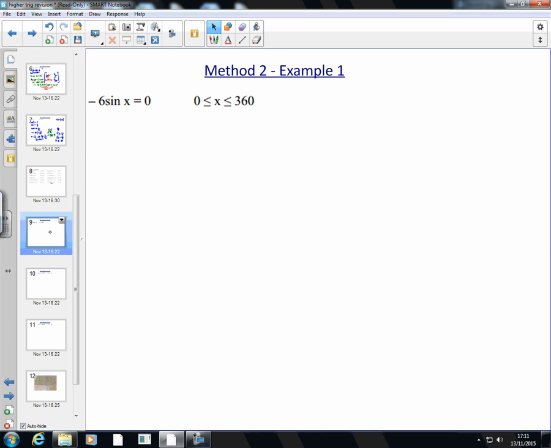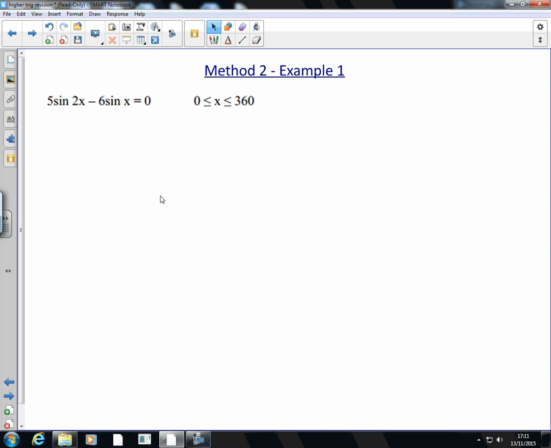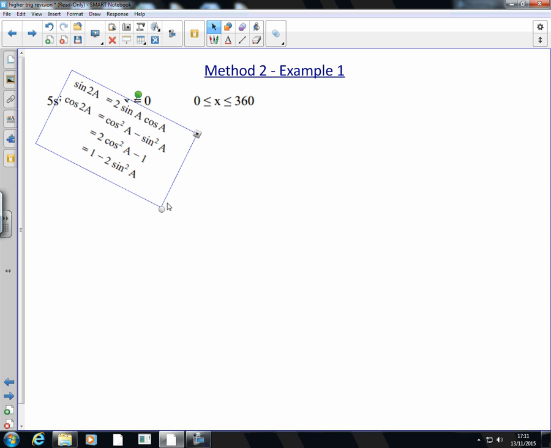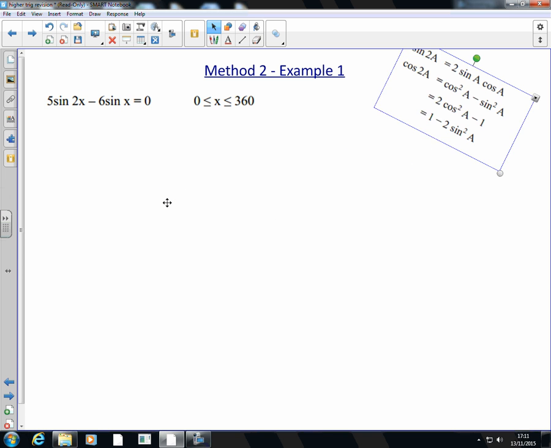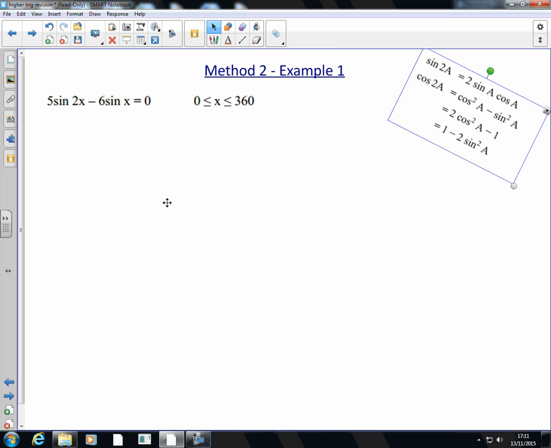Where am I there? Method 2, example 1. Let's have a wee paste that in. Let's move that over to the top here. Okay, so it's 5 sine 2x minus 6 sine x is an issue. We've got 2 different sine things. We've got the sine 2x and we've got the sine x.